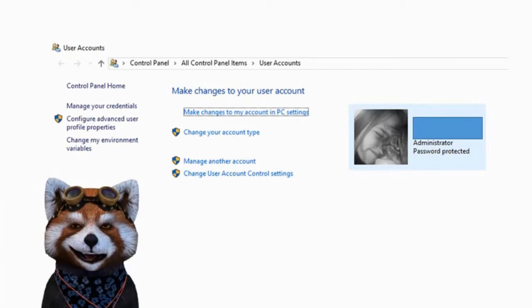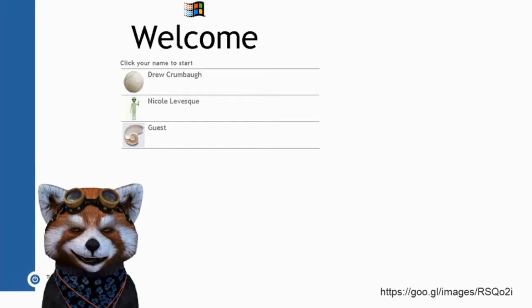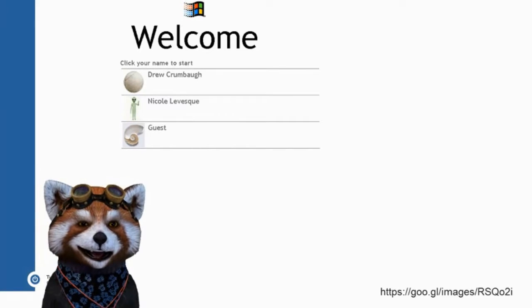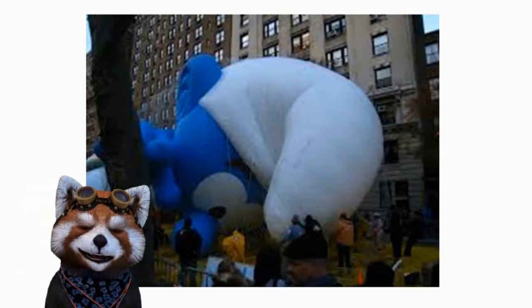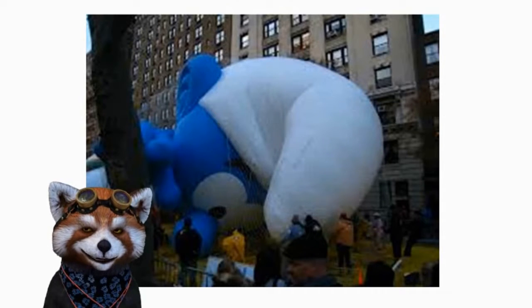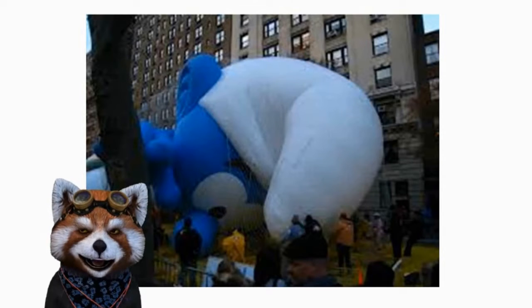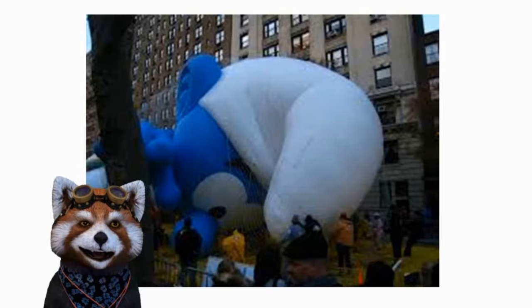On my Windows machine, I can also create accounts for a standard user or a guest. This computer has 3 accounts, one for Drew, one for Nicole, and one for a guest. Guest accounts let other people use your computer without being able to change PC settings, install apps, or access your private files. Can you think of another reason you would want to limit what someone could do on your computer or mobile device? What about purchases? Would you want just anyone to buy something using your phone?